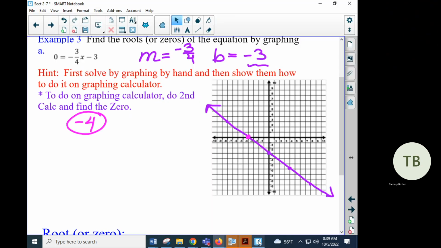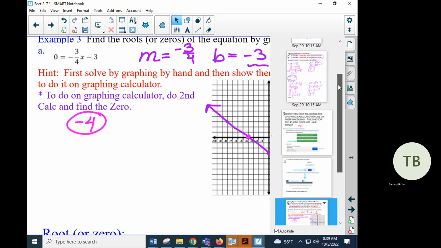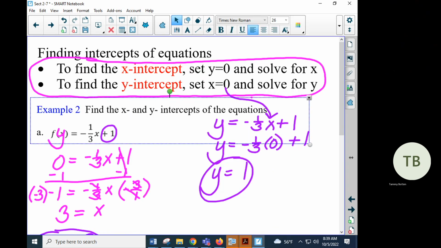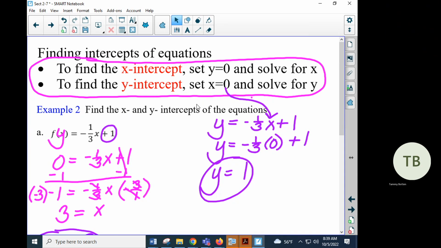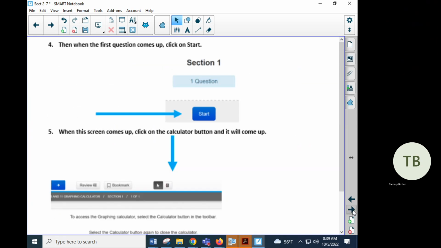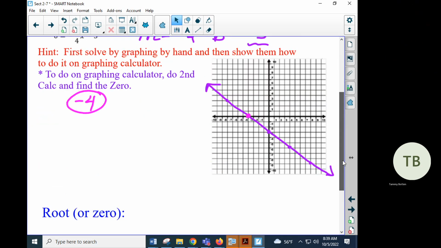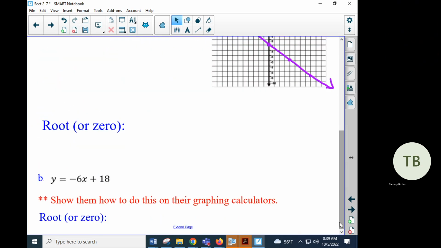Okay, so that's how you can do it on a graphing calculator versus graphing. You also could use this rule too. So when you have to do these today, you actually have three different options. You could graph it on graph paper. You could use this rule here to find the x-intercept, or you could use your graphing calculator. So that was -4. Now this next one is easier to type in.